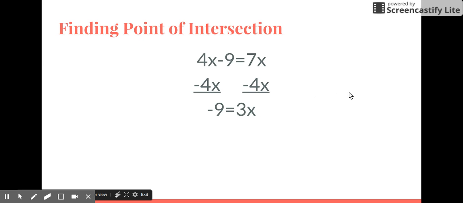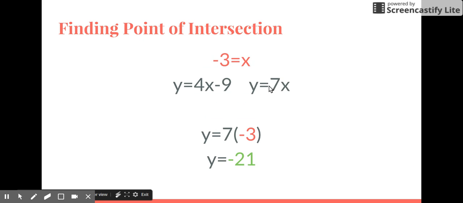Now we want to get x by itself, so we need to divide both sides by 3. And now we've got negative 3 equals x, because negative 9 divided by 3 would be negative 3. So our x value is negative 3.